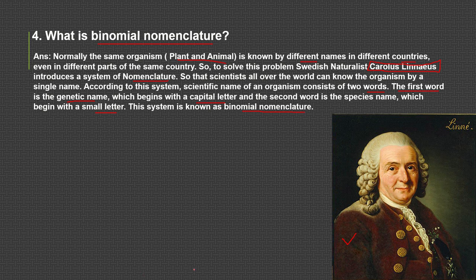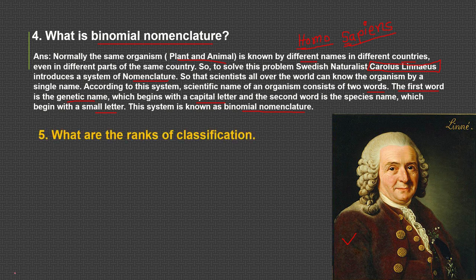I'll give you an example so it can be easy to understand. For humans, the scientific name is Homo sapiens. The first letter of the first word starts with a capital letter, and the second word starts with a small letter: Homo sapiens. All right, let's go to the next question.